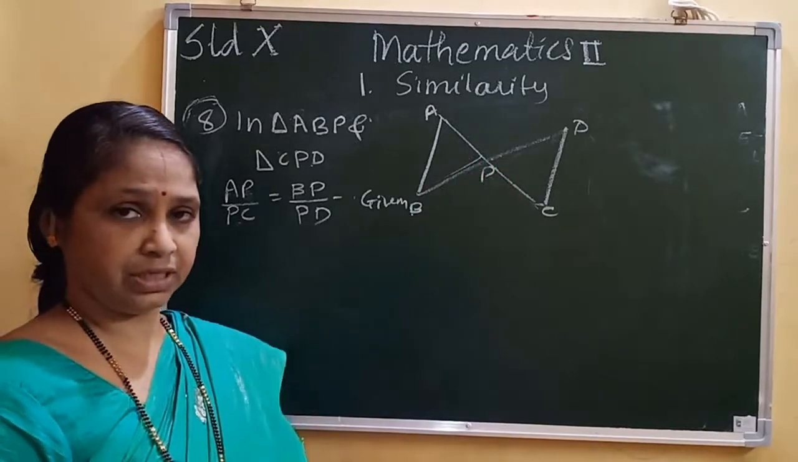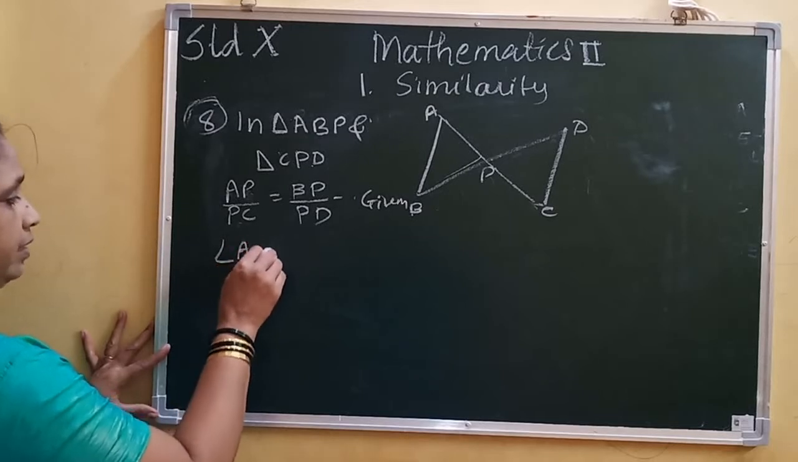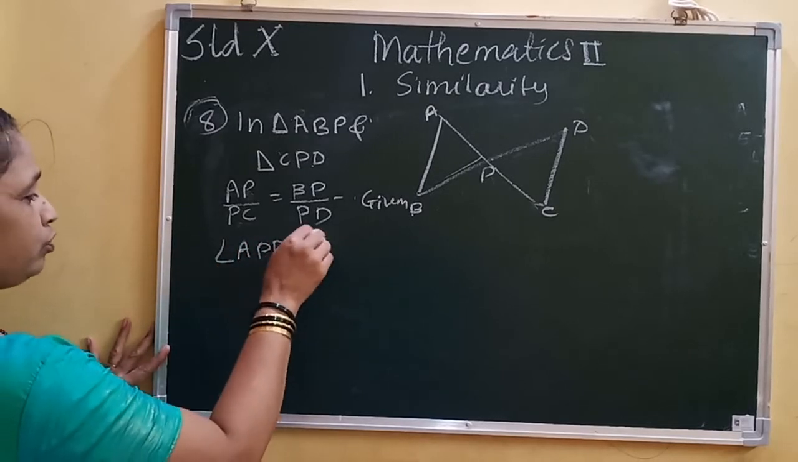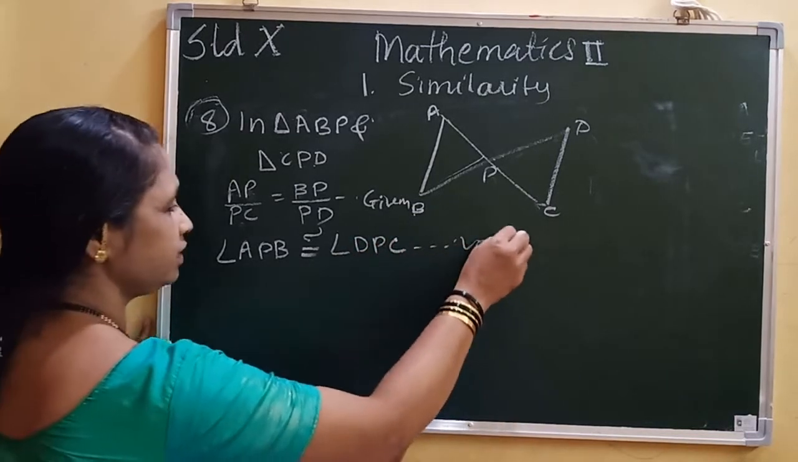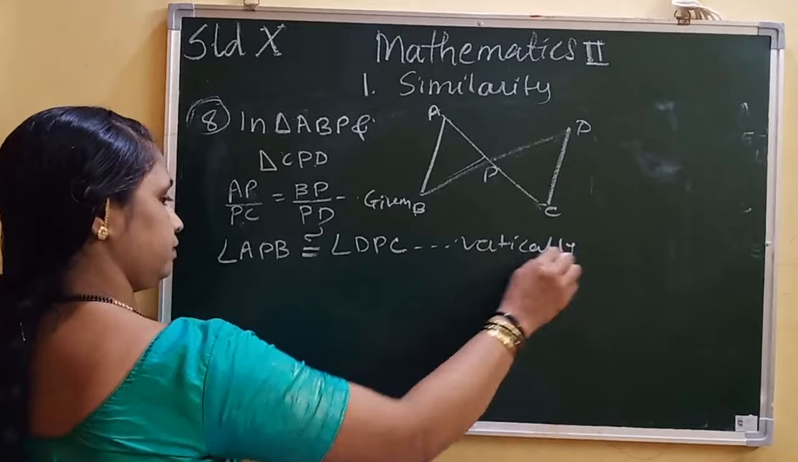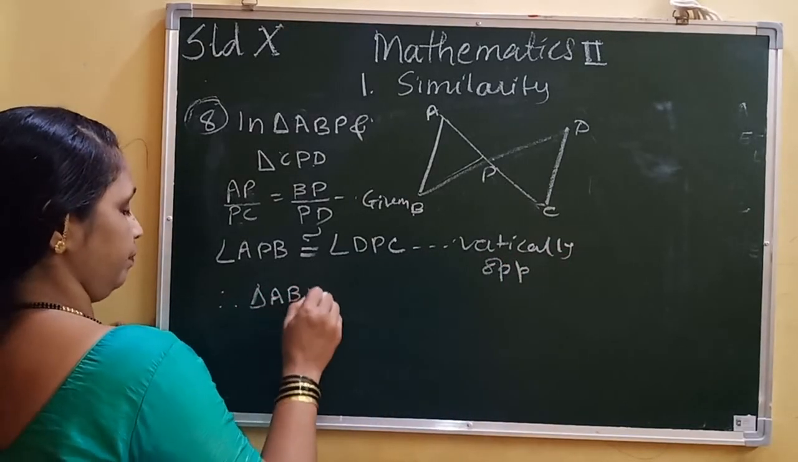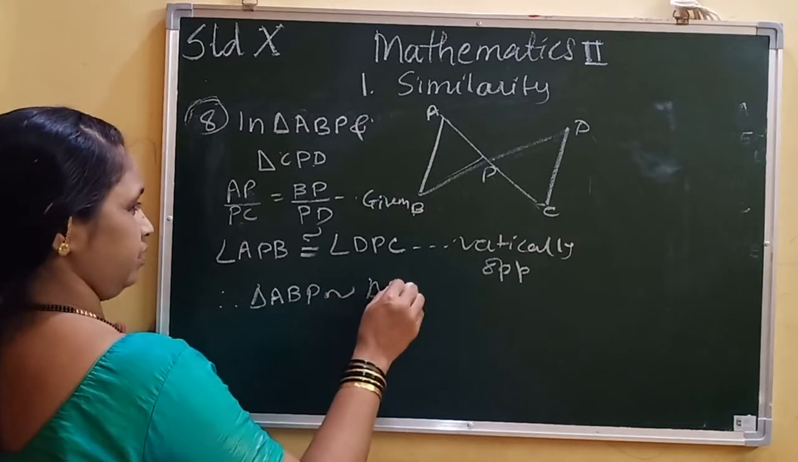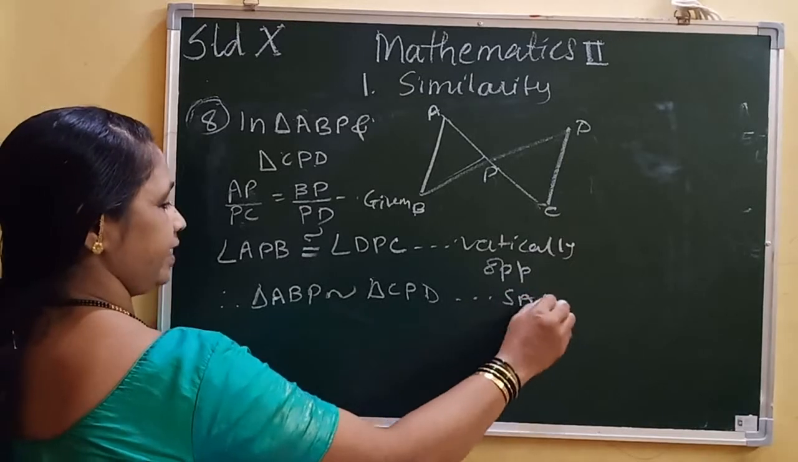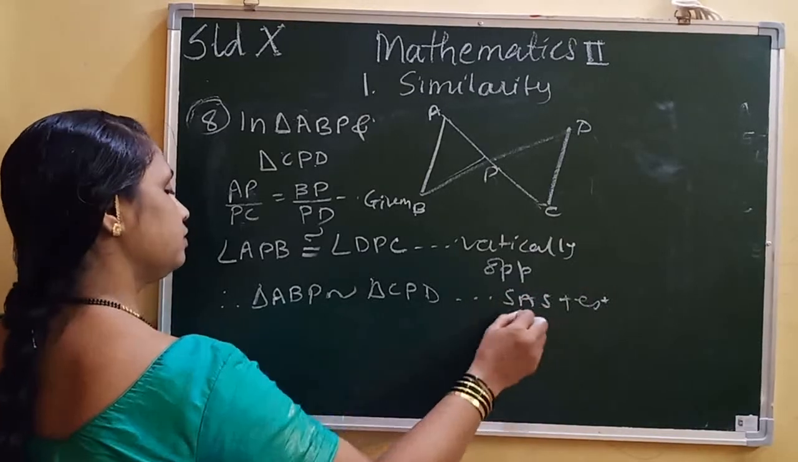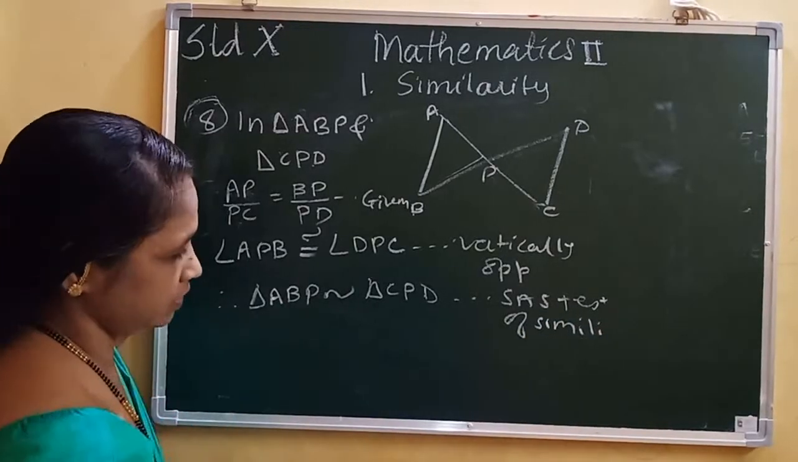This P angle is vertically opposite angle. This is given. Now one more remains, that is angle APB congruent to angle CPD, vertically opposite angle. Therefore, triangle ABP is similar to triangle CPD by SAS test of similarity. Okay, by SAS test of similarity.